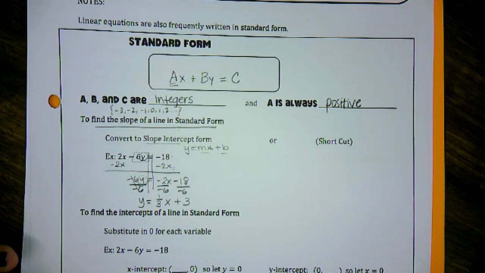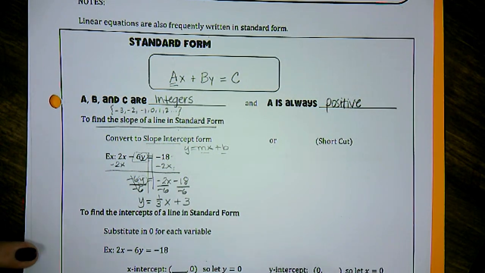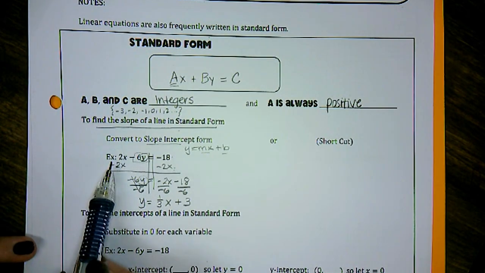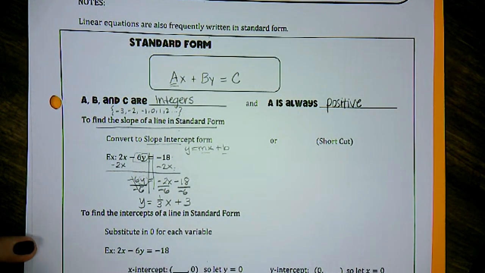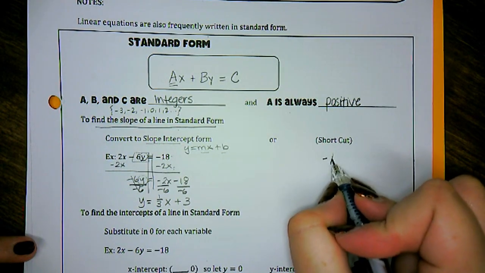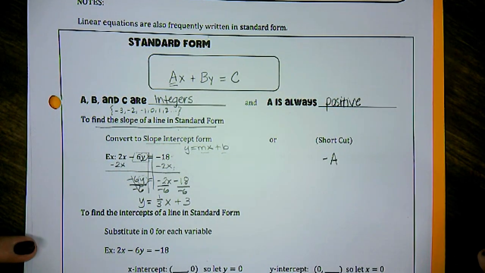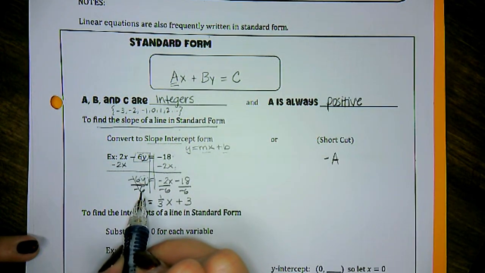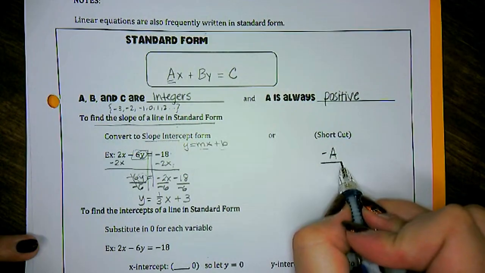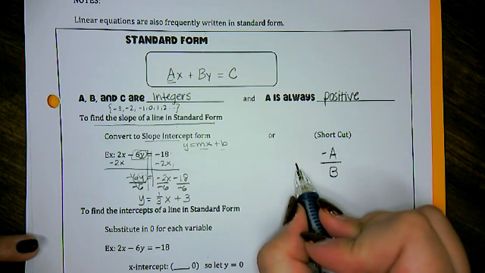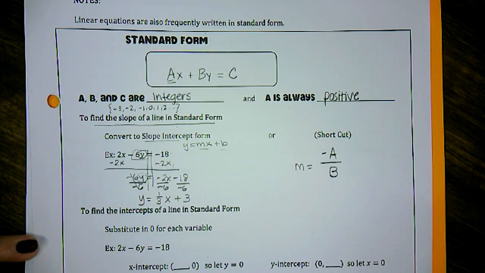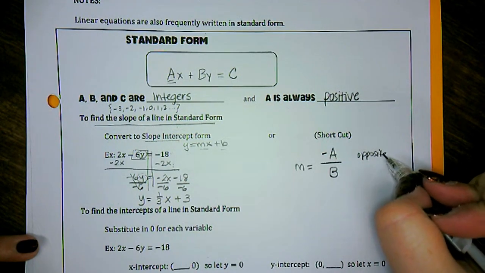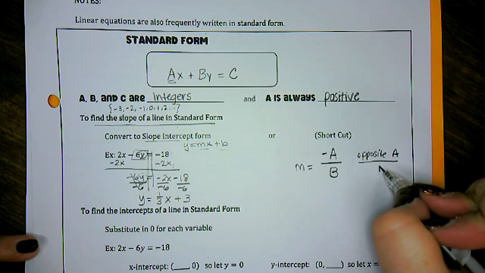If I just need to find the slope-intercept, here's a possible shortcut. Since we always subtract the ax term over, it means we're always taking the opposite of our a coefficient. And then our second step, we're dividing by whatever b is. So a shortcut we can use to find the slope is take the opposite of a and divide by b.